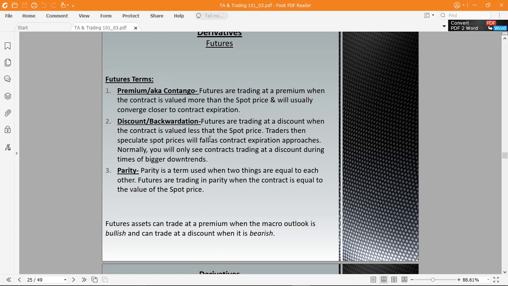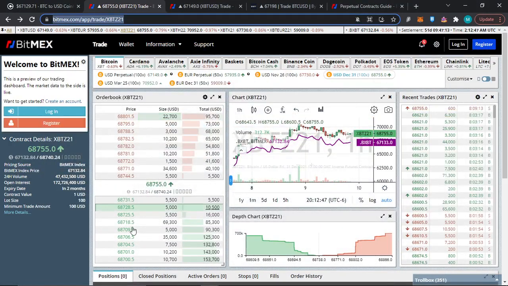All right, so let me pull up our old trusty BitMEX here. Here's a futures contract for BitMEX. Index price is 67,132. We have an expiration date of December 31st at 6 a.m., basically in two months.